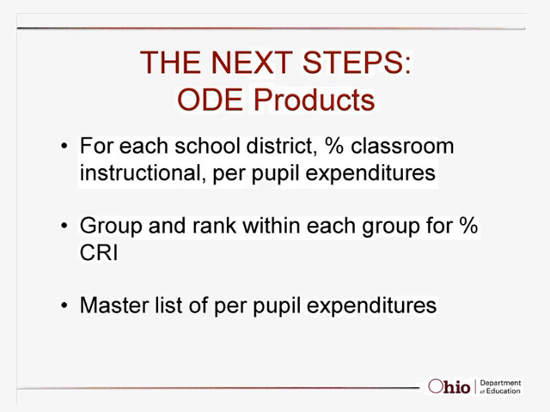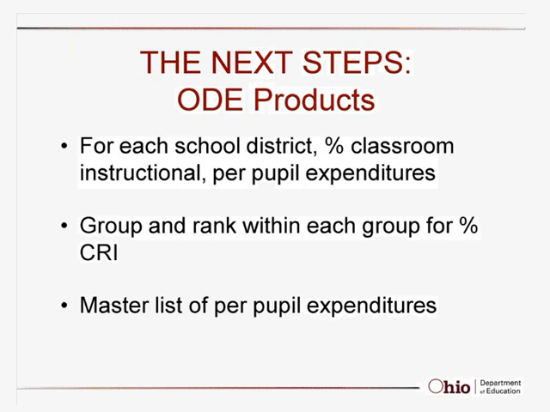With that data, we then have to group and rank within each group. So, for instance, you have your large traditional schools. They will be compared against each other. Say you have 100 of those on that list. We'll have a list, and number one will be the highest percent classroom instructional, at 79%, for instance. Number two has 78%. Number three, et cetera. We'll just go down the list.